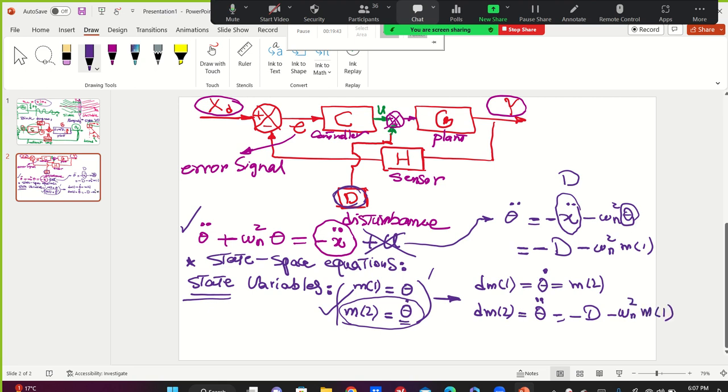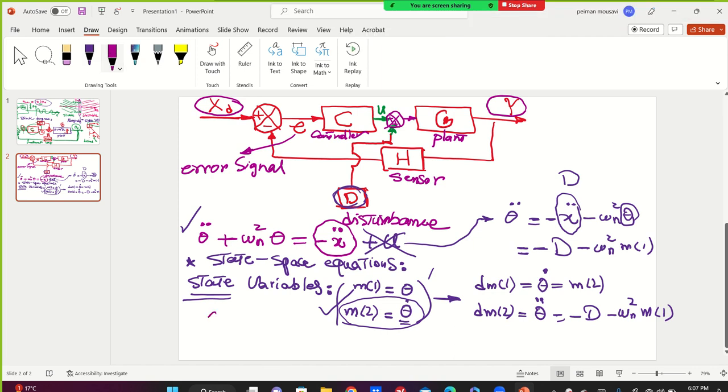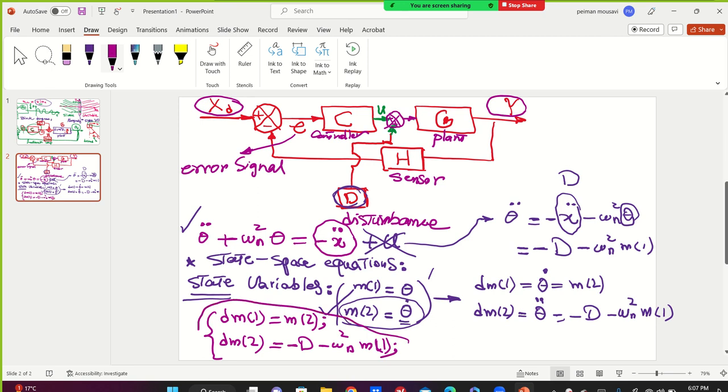So now, for the first time in this class, we derived state space equations. dm1, I'm going to type exactly in MATLAB, is m2. dm2 is minus d disturbance minus omega n square m1. And I'm going to type exactly this inside MATLAB.